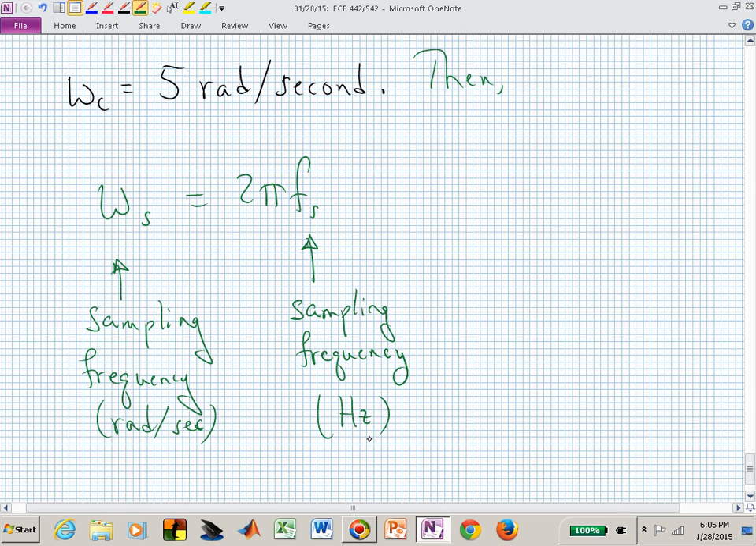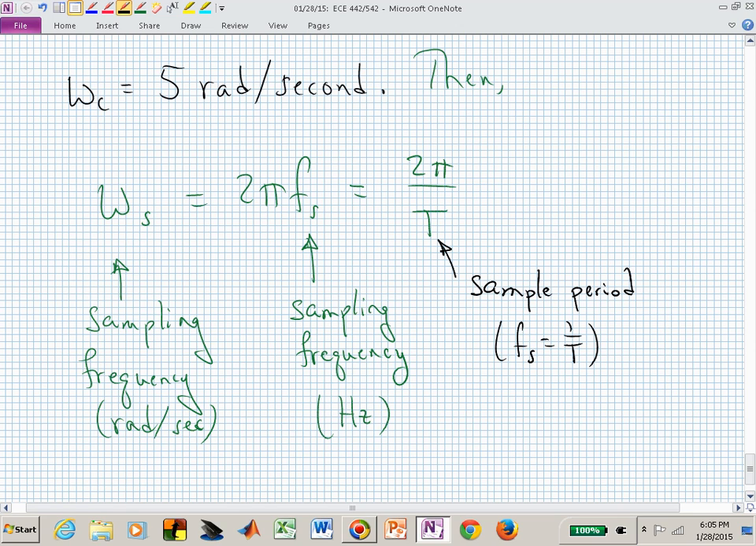This is now in cycles per second, or in hertz. But we know the relationship between f in hertz and the sample period. They're reciprocally related. So this is now 2 pi over capital T. This is our sample period, where f sub s is 1 over T.